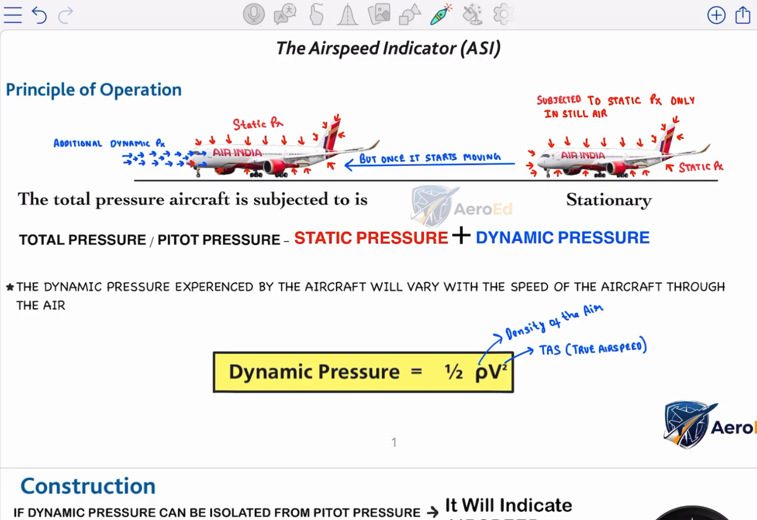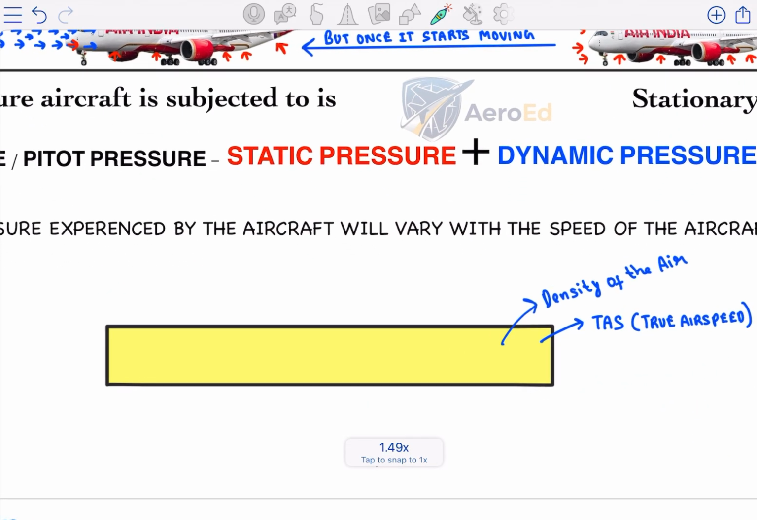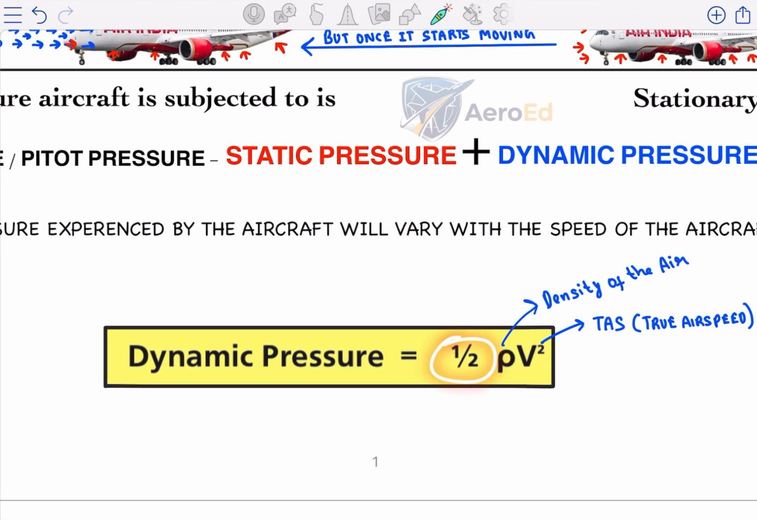It is very obvious: when the speed is increased, more air molecules hit the leading edges of the aircraft and thus the dynamic pressure increases. When the speed of the aircraft is reduced, fewer air molecules hit the leading edges and thus the dynamic pressure decreases. Here you can see the formula of dynamic pressure: dynamic pressure equals half rho v squared. Rho is the density of the air and v squared is the true airspeed.